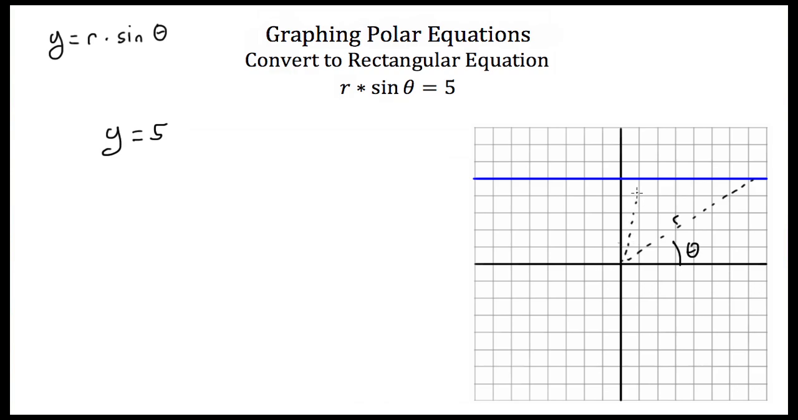As theta gets larger, our r here is getting smaller. That's why r times the sine of theta is equal to this constant number, and that's how we get this horizontal line from this equation.